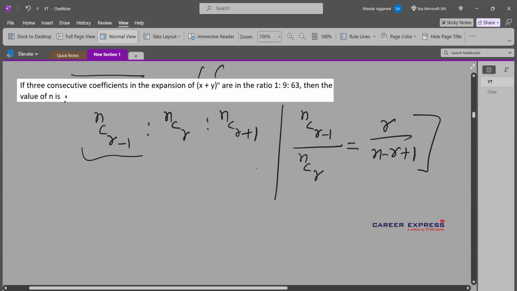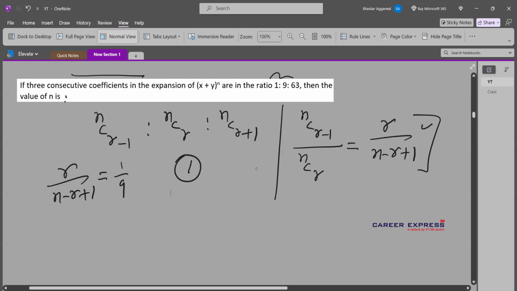So the ratio of first two, that is nC(r-1) and nC(r), the ratio of these two is r upon n minus r plus 1. So I can say r upon n minus r plus 1, the ratio of these two, will be the ratio of first two terms, 1 and 9. That will give us our first equation.